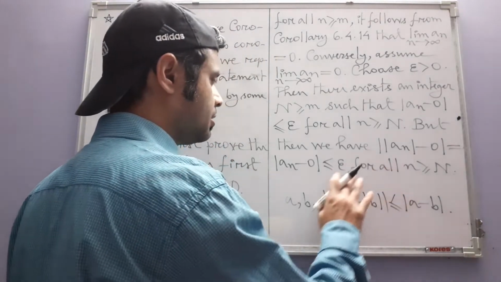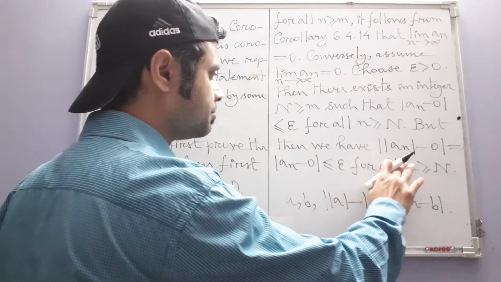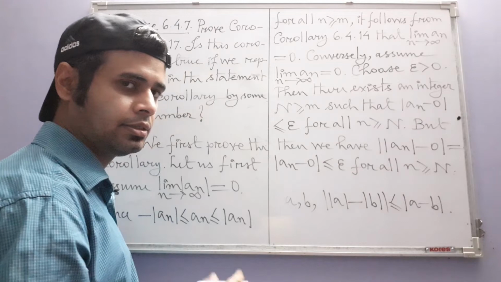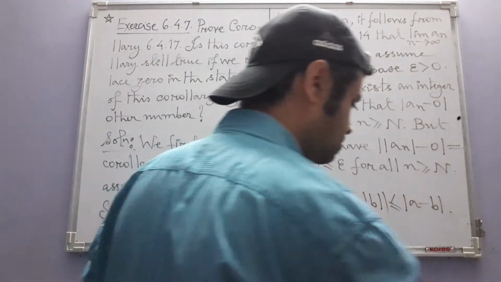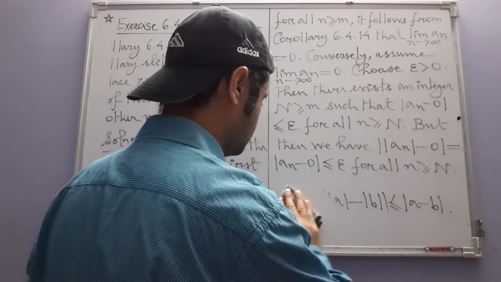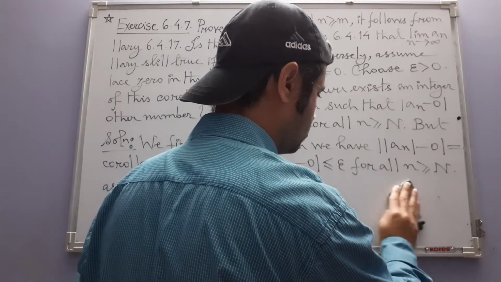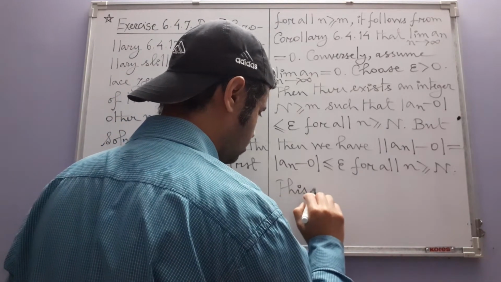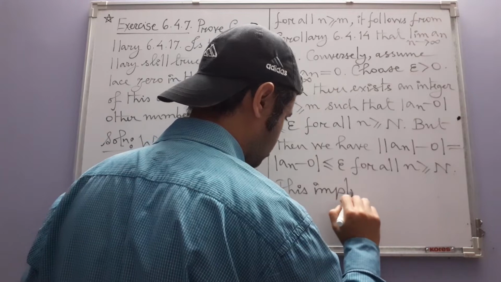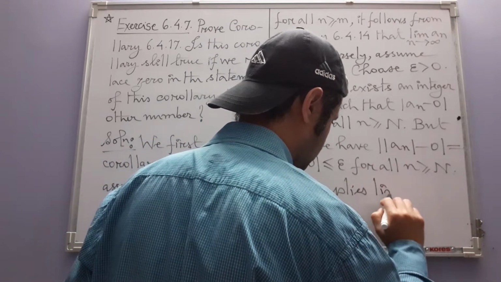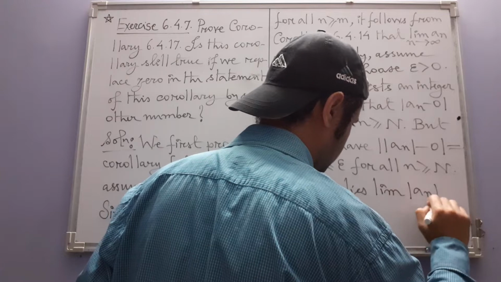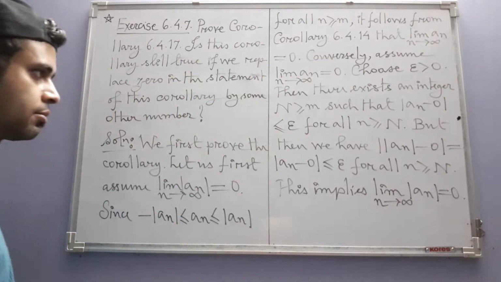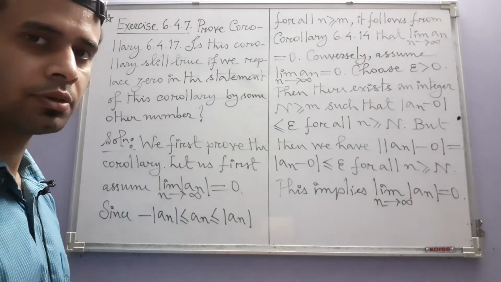So now, by the definition of limits itself, the limit of the absolute value of a_n is 0 as n tends to infinity. So that completes the proof of the corollary.